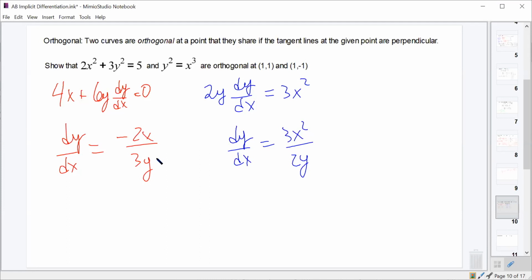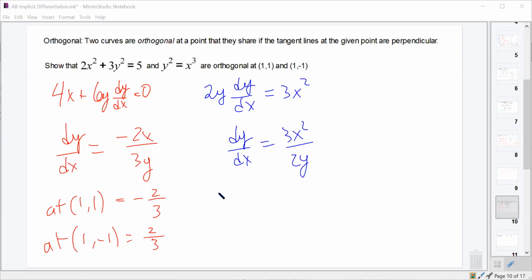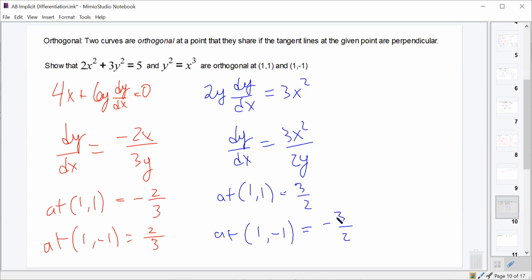And then what do we need to do? Plug in the points. So plug in (1, 1) gives us negative 2/3. And at (1, -1), it should be positive 2/3. And for this one at (1, 1), this should equal 3/2. And at (1, -1), we should end up with negative 3/2.